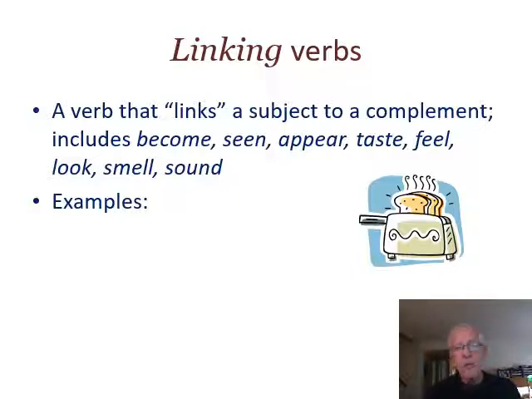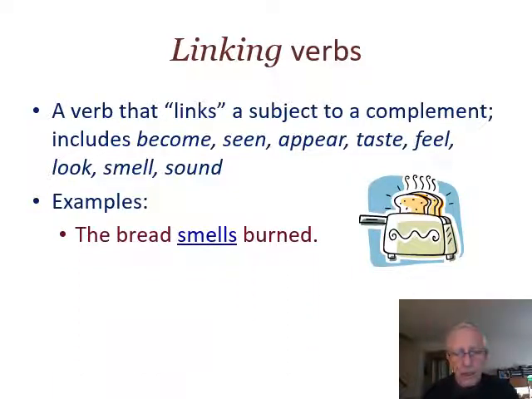There are some words that do not look exactly like linking verbs, but they have the same exact function. So we're going to call them linking verbs anyhow. Anytime we have a verb that links a subject to a complement, for example, a noun or an adjective, it can be words like become, seem, appear, taste, and so forth. Look at this sentence. The bread smells burned. It is burned in the toaster, I guess. I don't know.